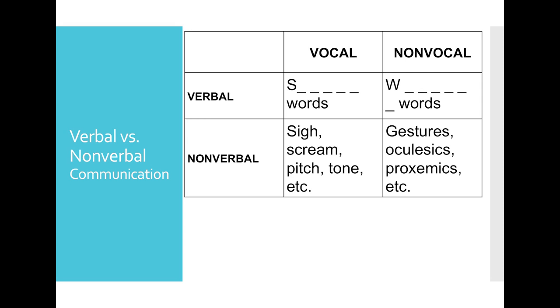So first, let's look at the difference between verbal and nonverbal communication through the vocal and nonvocal aspects. For the vocal aspect of verbal communication, these are our spoken words. And for nonvocal, these are the written words. For nonverbal, the vocal aspect refers to the sighs, the screams, your pitch, your tone, and others. And for nonvocal nonverbal communication, this refers to the gestures. We also have oculesics, proxemics, and others. We will be discussing this throughout our discussion today.